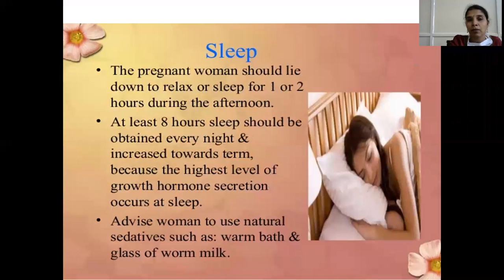Sleep. Adequate sleep is needed in pregnancy. Sleep for 1 or 2 hours in the afternoon, and at least 8 hours of sleep should be obtained every night, so that the highest level of growth hormone secretion occurs during sleep. Advise women to use natural sedatives such as a warm bath and a glass of warm milk. Don't use medication or drugs to get sleep.